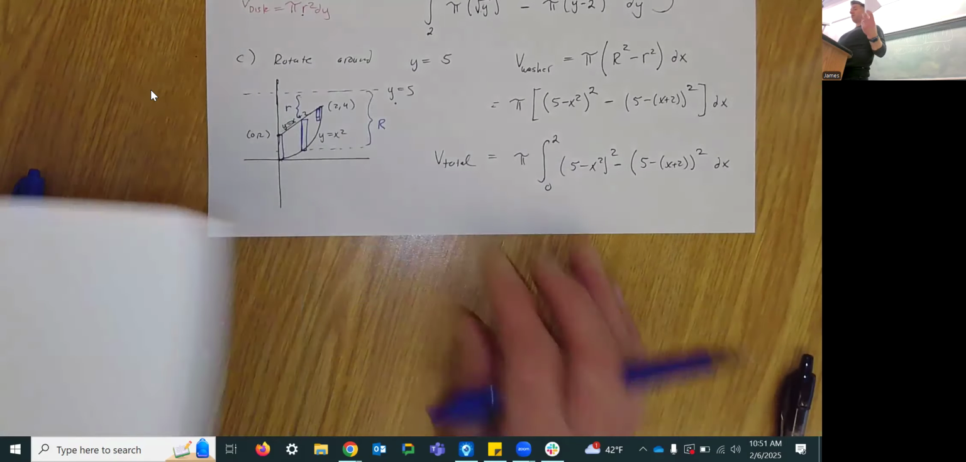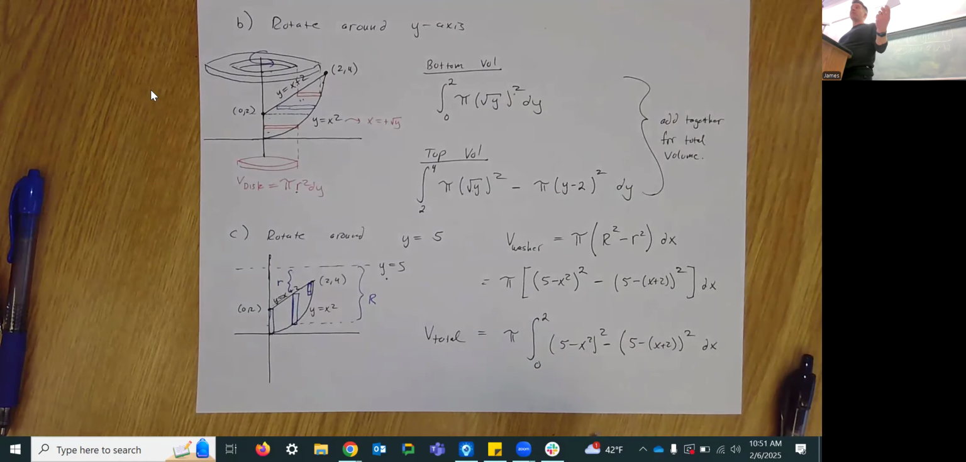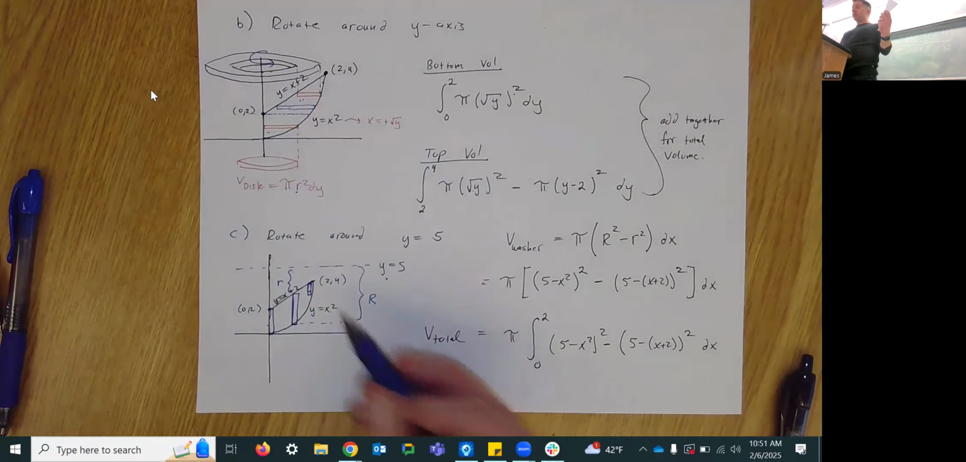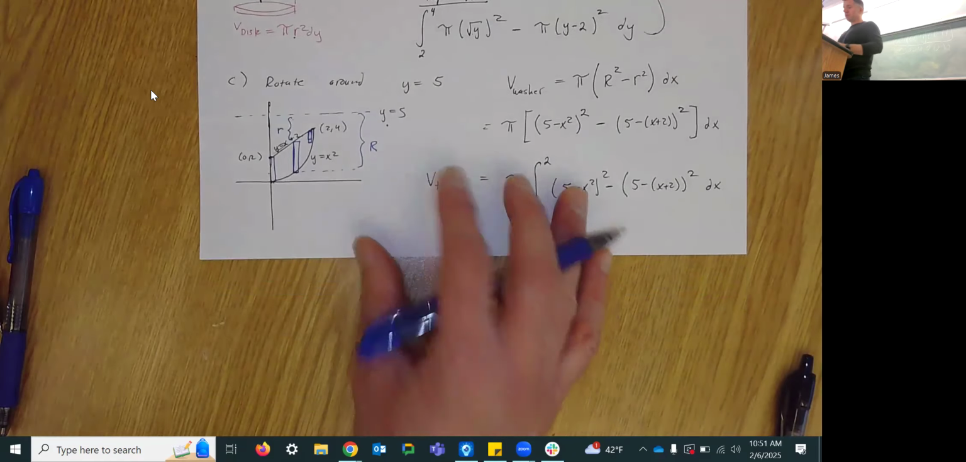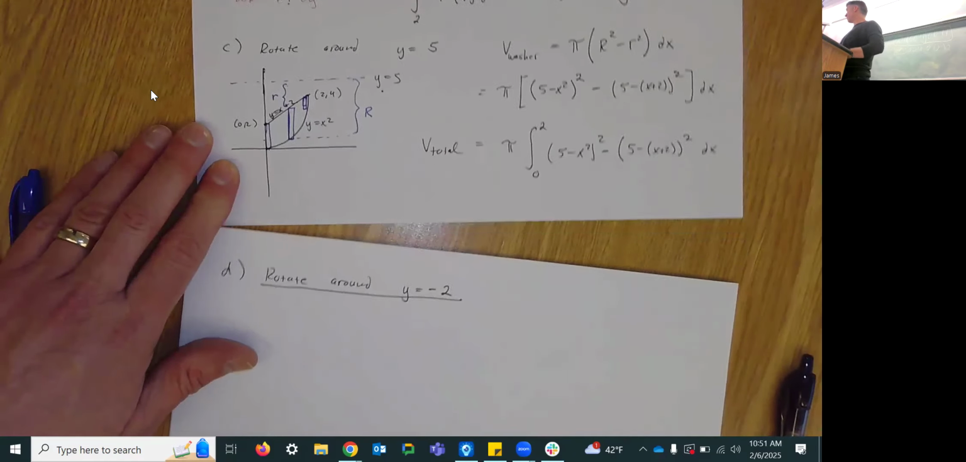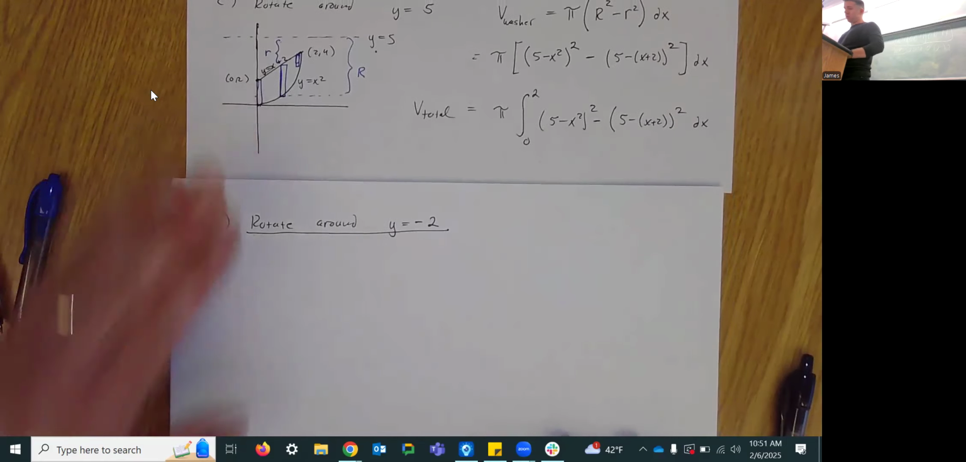That's why, I'll say one more thing. That's why I think it's really important to draw these strips, because if you draw them, it helps you see, oh, do I have to break it up into two integrals, or is it the same thing no matter which way I draw it? So try setting up the one for rotating around y equals -2. And I will draw the region one more time.